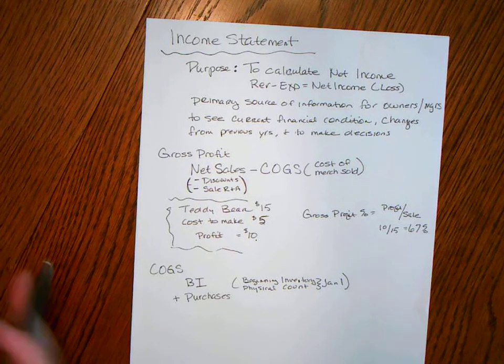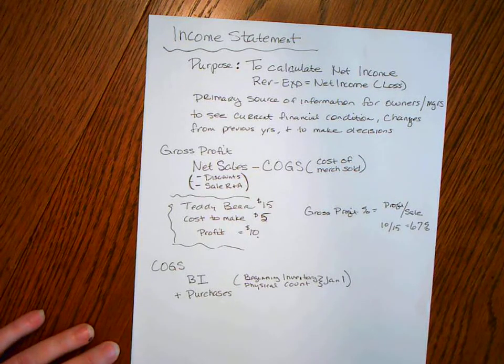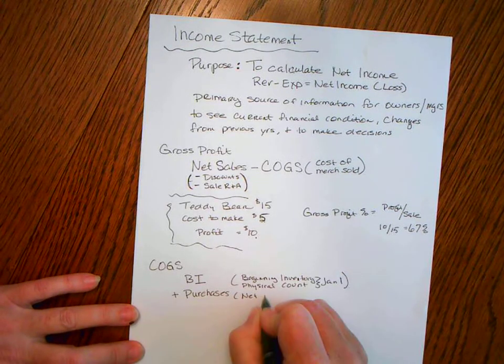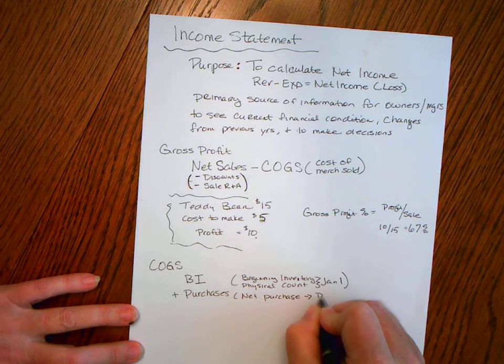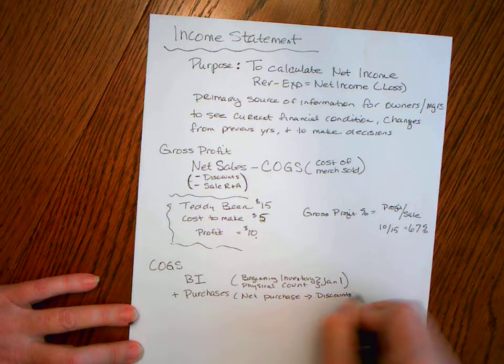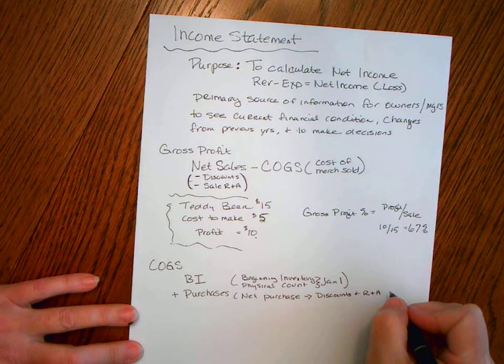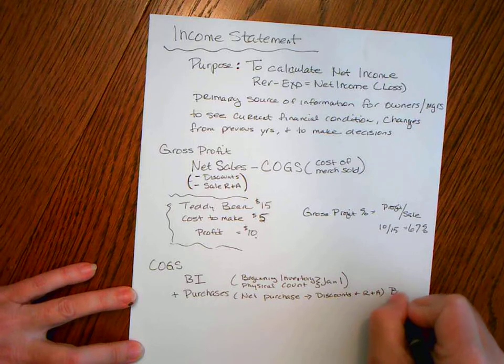Then throughout the year, we've made a bunch of purchases, right? Every time we purchased our merchandise, we put it in the purchases journal/ledger. Now this is actually net purchases. I should have put net purchases, because we do again have discounts and returns and allowances. And this is, of course, how much we bought throughout the year.